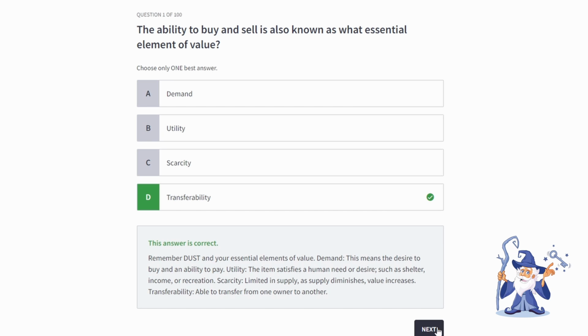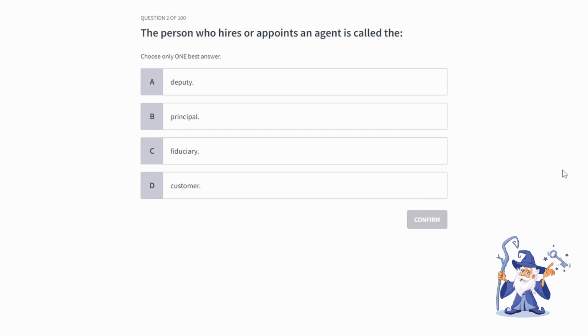All right, next question. The person who hires or appoints an agent is called the, and it gives us 4 options. A, deputy, B, principal, C, fiduciary, or D, customer. So go ahead and take an opportunity to figure out your answer right now.